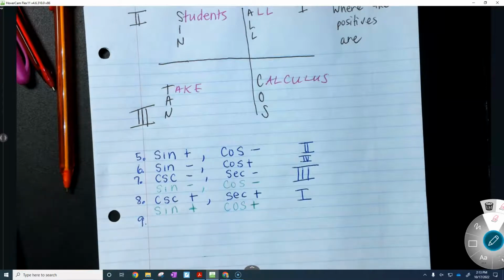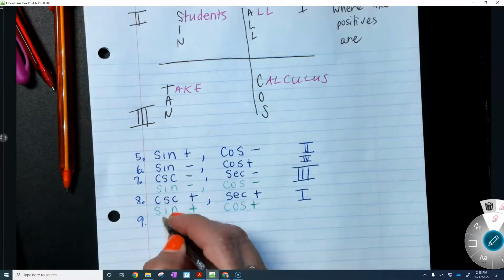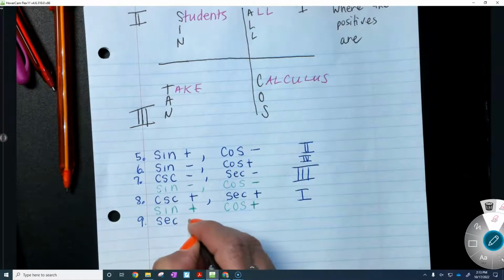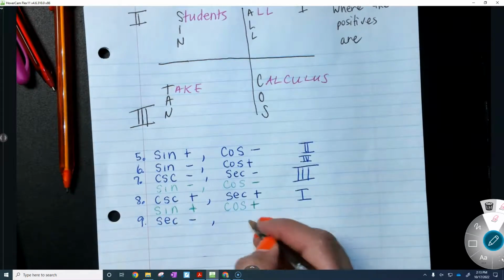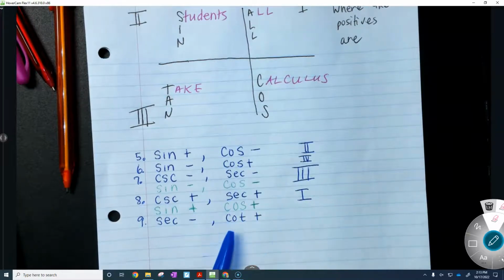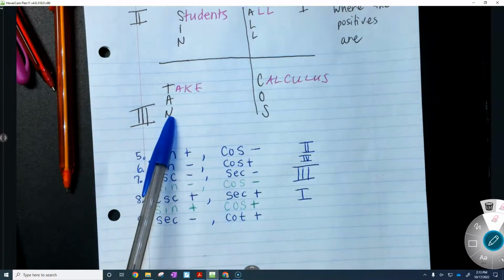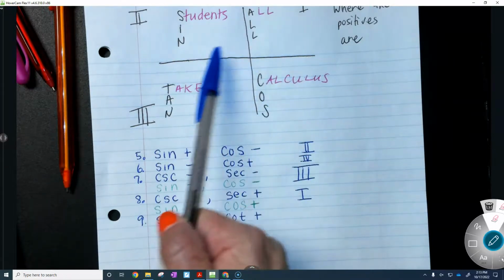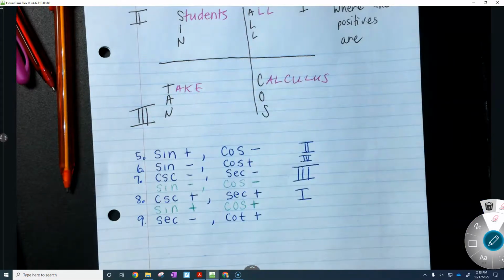Let's look at number 9. Number 9, we want secant to be negative, and we want cotangent to be positive. Remember, cotangent is the same thing as tangent. Where is tangent positive in our graphic? Quadrant 3.